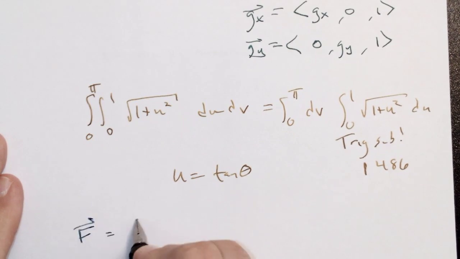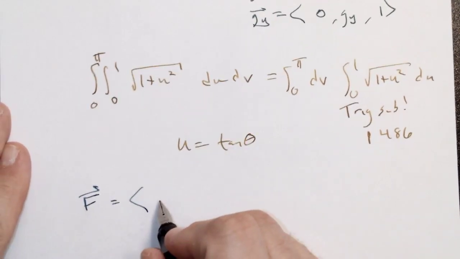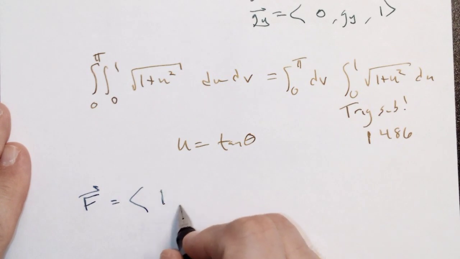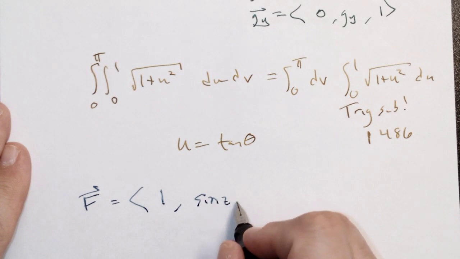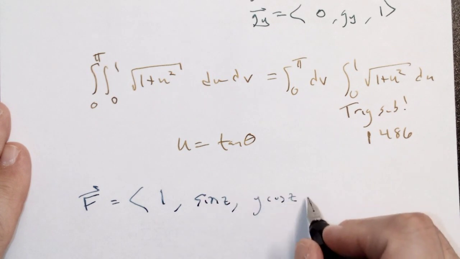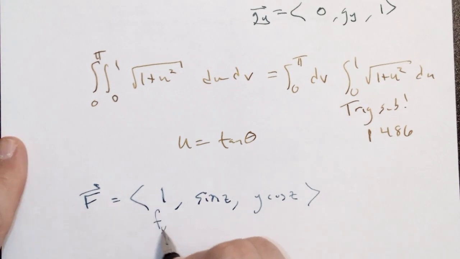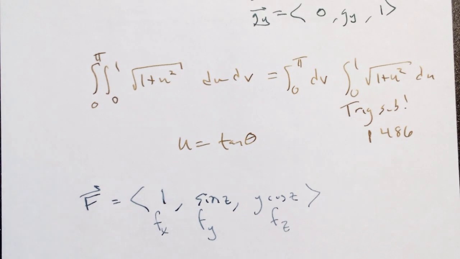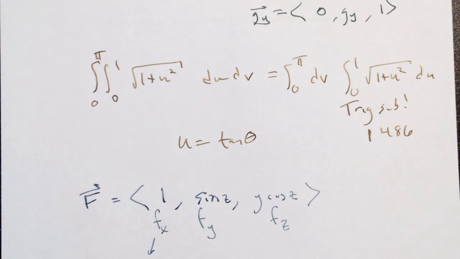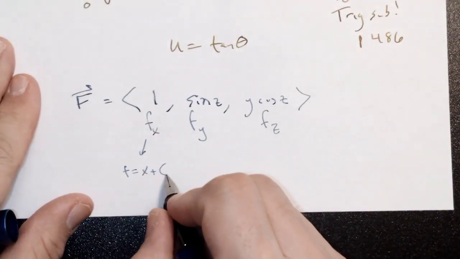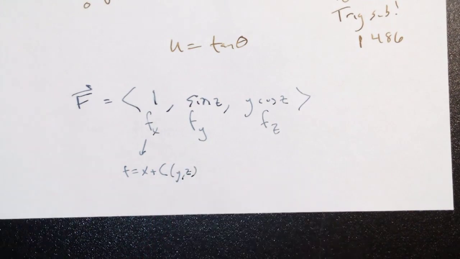So with that in mind, give me the vector field if you would. I plus sine z j plus y cosine z k. Okay, so this is f with respect to x, this is f with respect to y, this is f with respect to z. Because you know it's conservative, those are my pieces. All right, well then, according to this integral, what's f? Plus some constant, maybe with y's and z's in it, right?